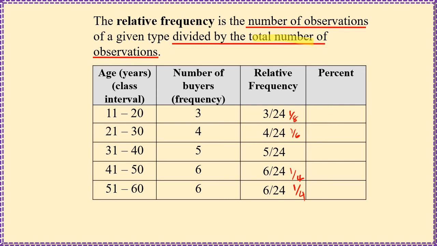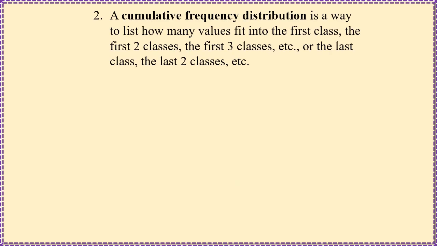So what we need to do is just multiply with 100%. So we get 12.5%, 16.67%, 20.83%, 25%, 25%. If we total up everything here, it should get 100%. Okay? Okay, so number 2.